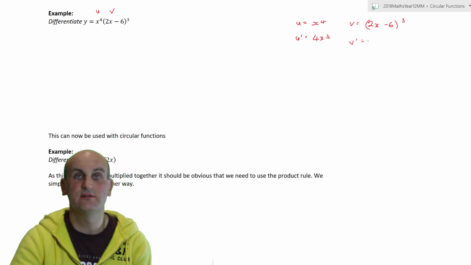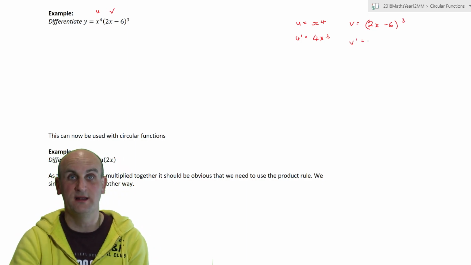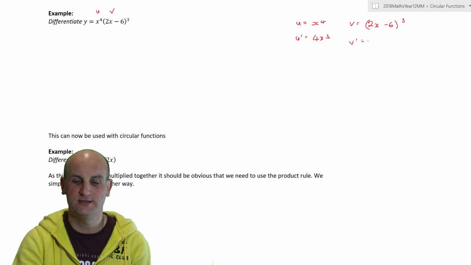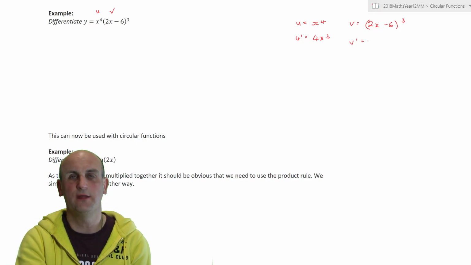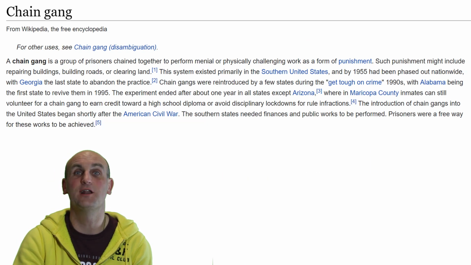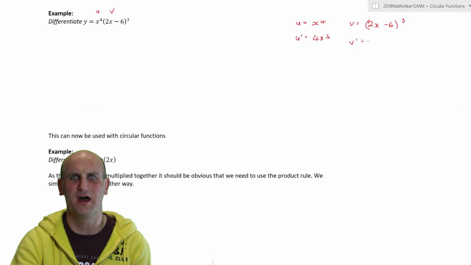And v dashed is. Now in this situation, I could use binomial expansion. That would take at least another 20 minutes. But thankfully, I know the chain rule, which is nothing like a chain gang. Because no one would want to be on a chain gang. And those of you who don't know what the chain gang is, look it up. It was not a lot of fun.